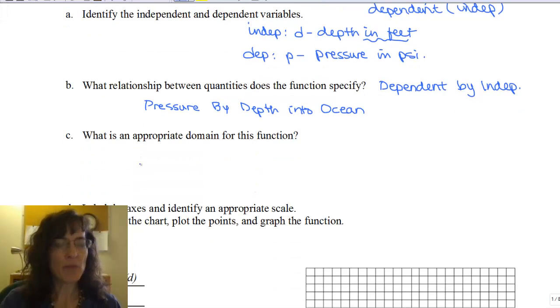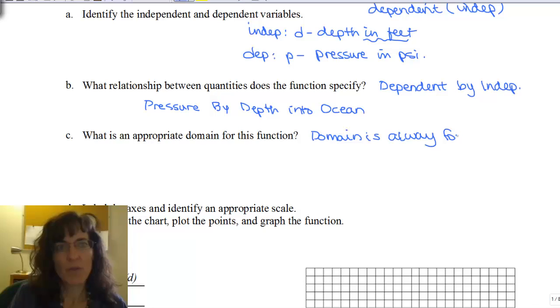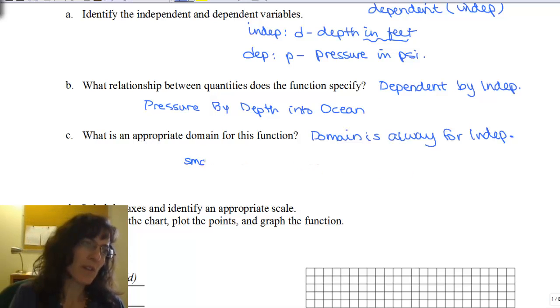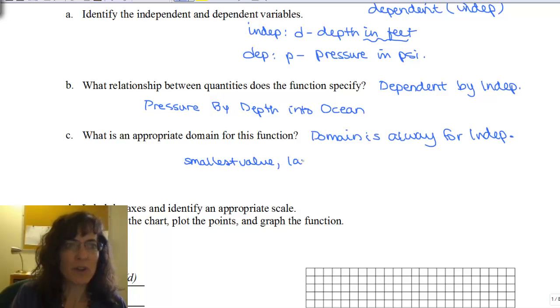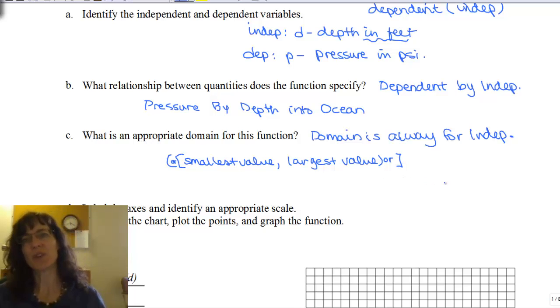because we're talking about going down into the ocean and how the pressure increases. Okay, and a domain for the function. For domain, we are always, domain is always for the independent variable. And so we're looking at the smallest value possible to the largest. And then we put some symbols, and it just is going to vary which one we use depending on what our value is and whether it's included or not.